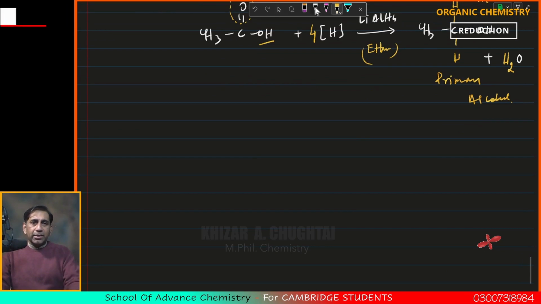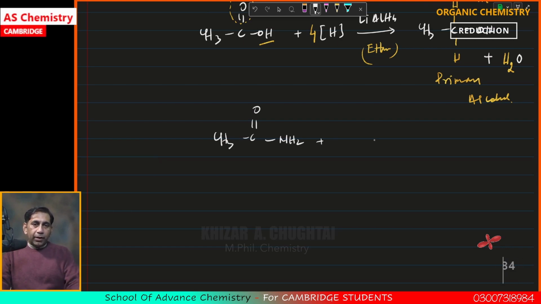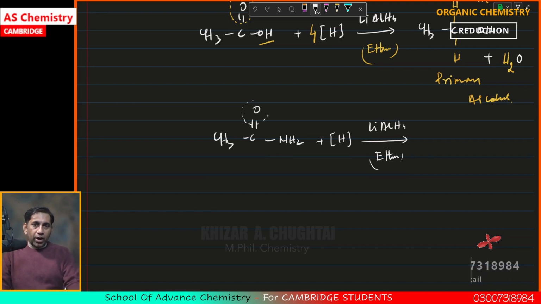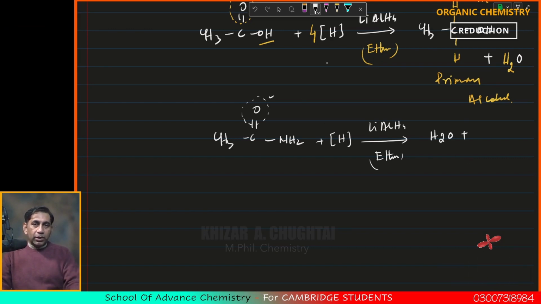Now the next example is amide. This is ethanamide. Let's suppose I'm going to use lithium aluminium hydride, then I will use bracket H. This is a symbolic representation of a reducing agent. In this case, I'm again going to use ether. So what is formed? There is removal of this oxygen, and you will make H2O. These hydrogens will be introduced on this carbon.